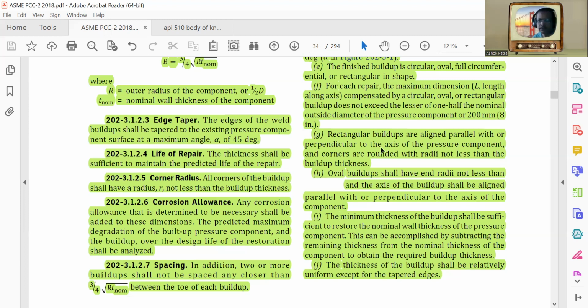The minimum thickness of the buildup shall be sufficient to restore the nominal wall thickness of the pressure component. This can be accomplished by subtracting the remaining thickness from the nominal thickness of the component to obtain the required build-up thickness. The thickness of the build-up shall be relatively uniform except for the tapered edges.